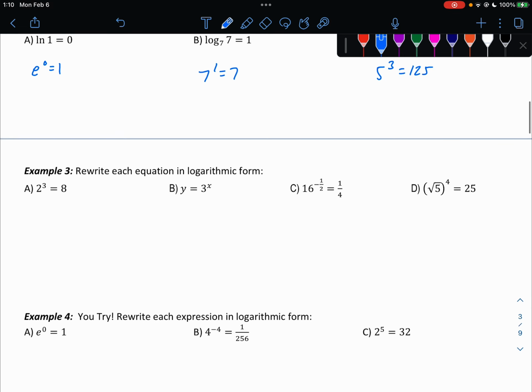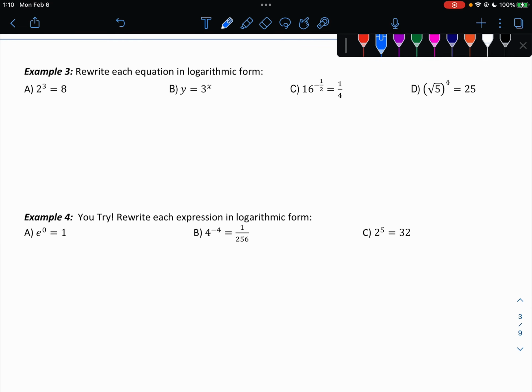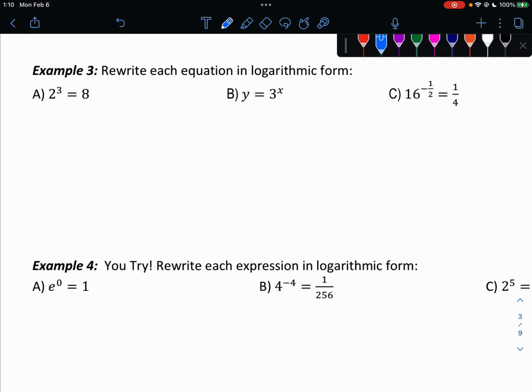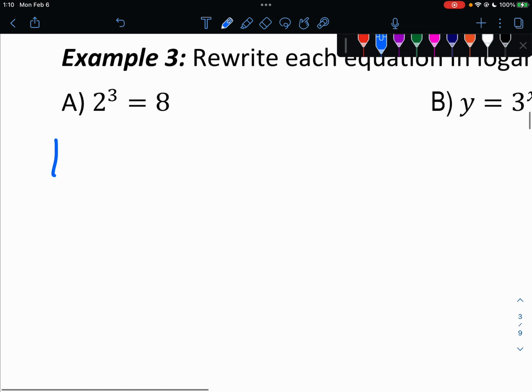Slide 2, or going backwards here, rewrite the exponentials in logarithmic form. So the base of the exponential becomes the base of the log, log base 2. The answer becomes the argument, and the exponent becomes our new answer. So log base 2 of 8 equals 3.